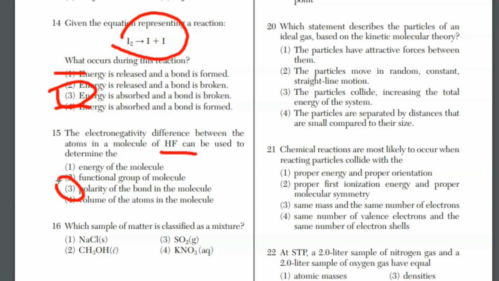Alrighty, so 16, which sample of matter is classified as a mixture? A mixture is two or more substances that are physically combined. You're not talking one phase only, solid, liquid, gas, one phase only. It's got to be AQ. That means you have potassium nitrate, or KNO3, and water.